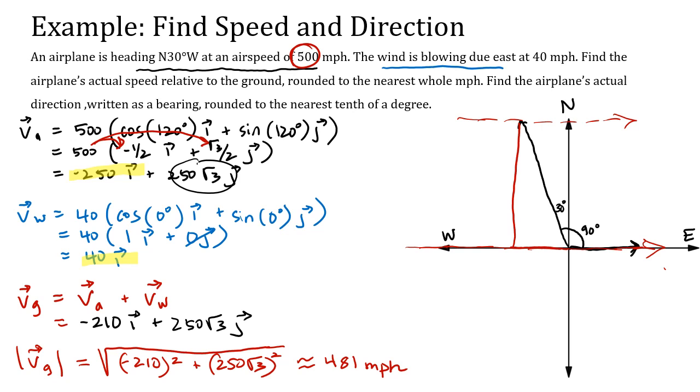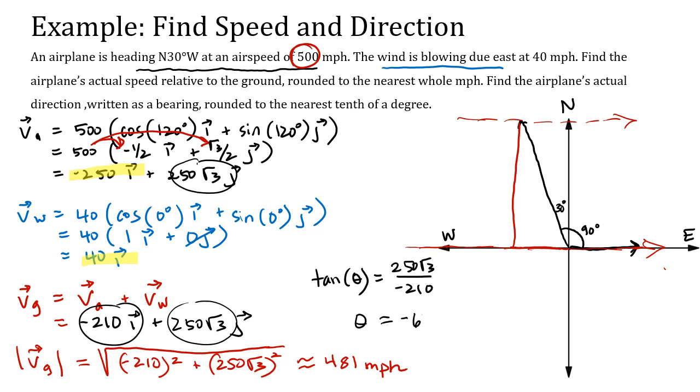Well, now we have to bring the tangent into this. So I'm going to say tangent theta is equal to my y value, which is my j component, so 250 times the square root of 3, all over the i component, which is negative 210. Now I'm going to put into my calculator tangent inverse of that amount, and when I put that into my calculator, I got negative 64.1 degrees. Now, we need to think about this, don't we?